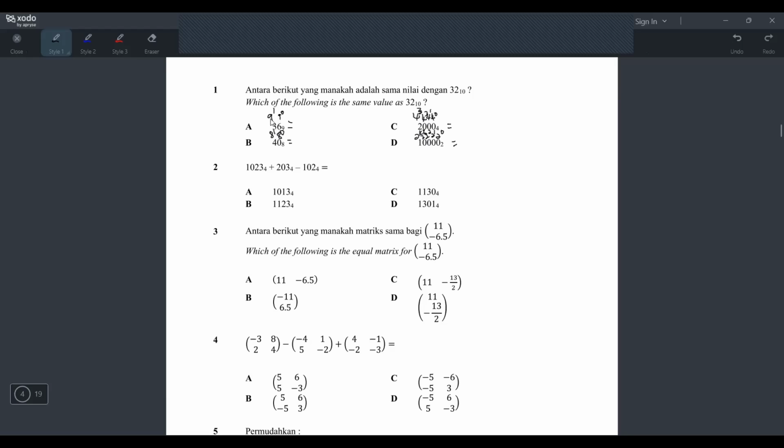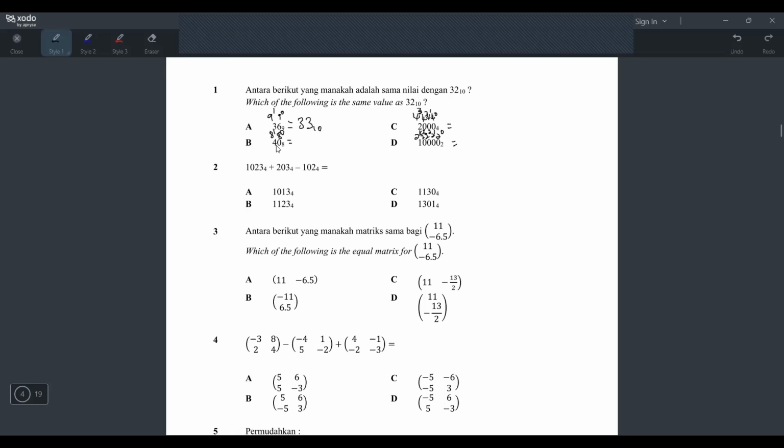So what you press: 9 power 1, which is 9, and then 9 times 3 plus 9 power 0 times 6. So what do you get here? Let me press my calculator. 9 times 3 plus 1 times 6 is 33. So we know A is not the answer because they want 32, right? So we try with B.